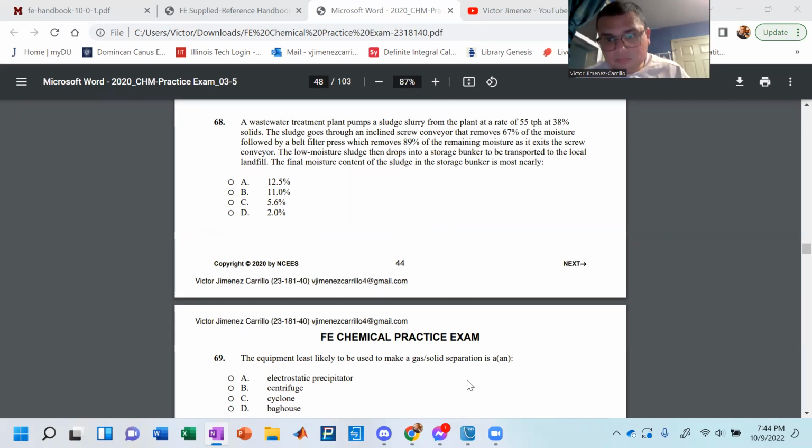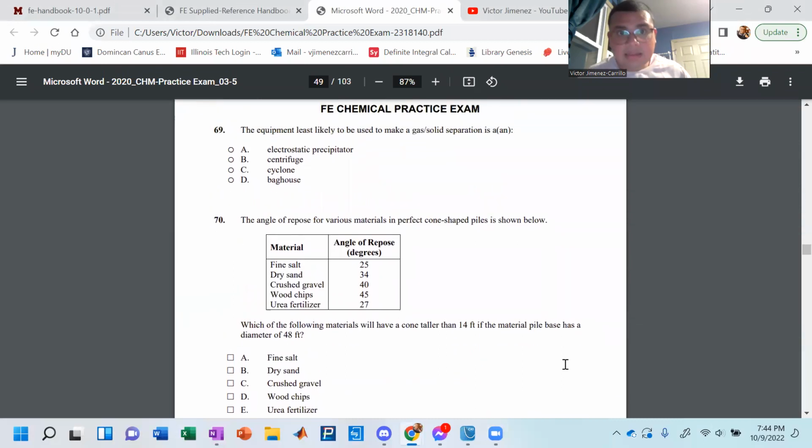68. 69 states, equipment least likely to be used to make a gas/solid separation is electrostatic precipitator, centrifuge, cyclone, or baghouse. Okay, solid/gas separation should be an eye-opener. A centrifuge removes liquid and solid. So the liquids stay on top and the solid goes all the way to the bottom. That's what a centrifuge does. It has nothing to do with gases. So B is the answer.